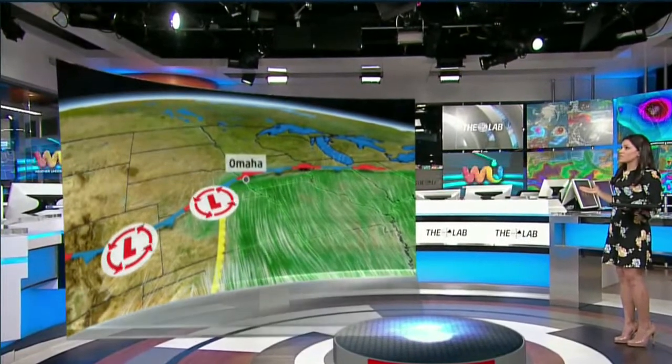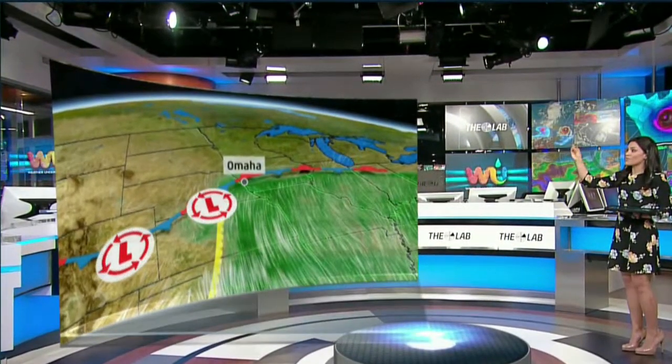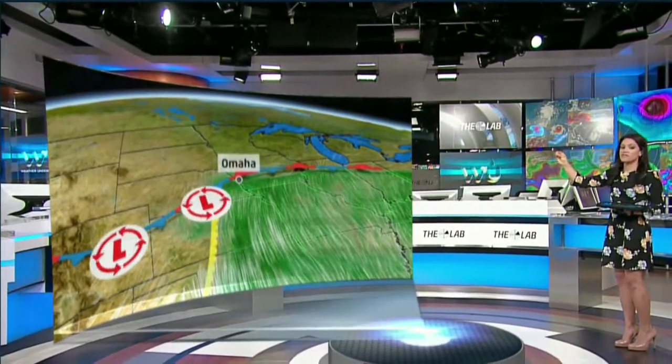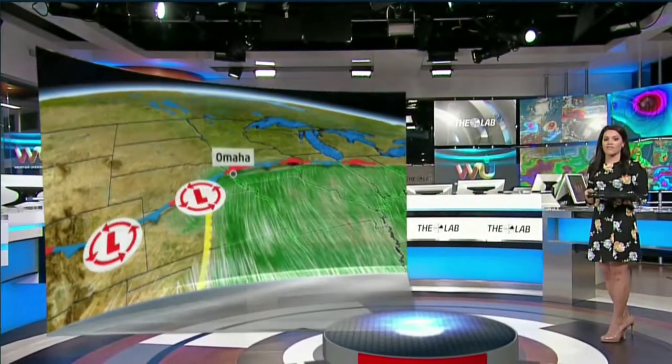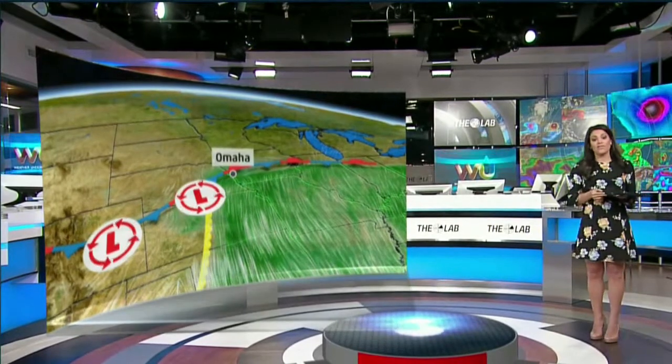Now here's a look at that surface feature. Notice that Omaha right here is right along that surface front. That surface front's going to act as the trigger point for storms as that moisture is lifted up and over that front. So Alex, Omaha could be in for a busy night.